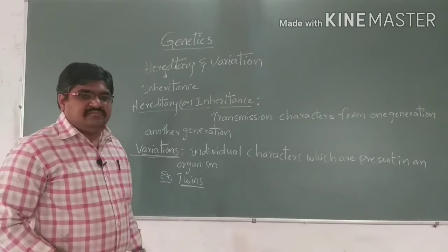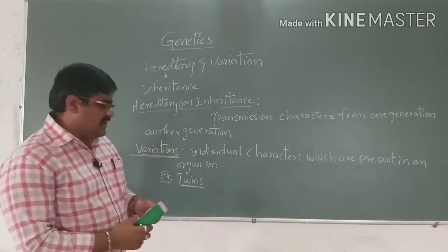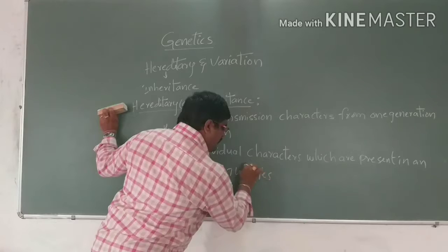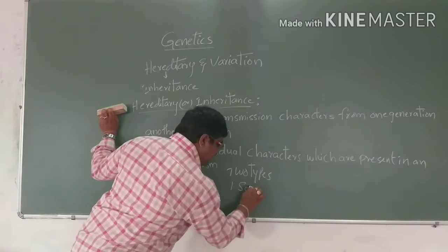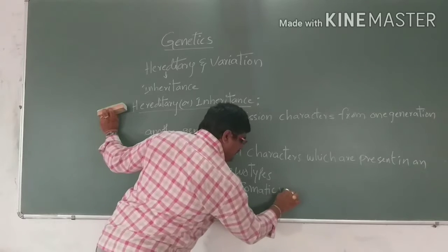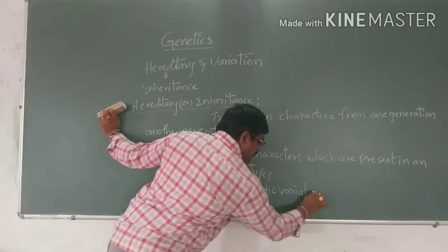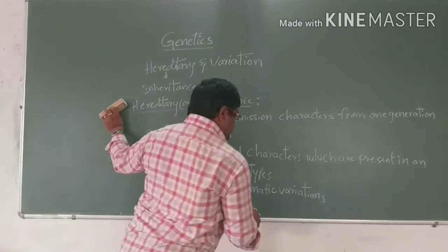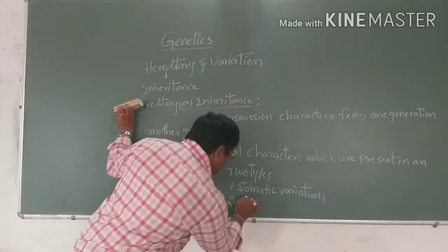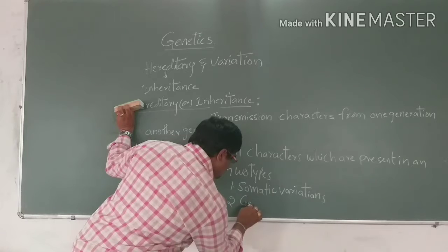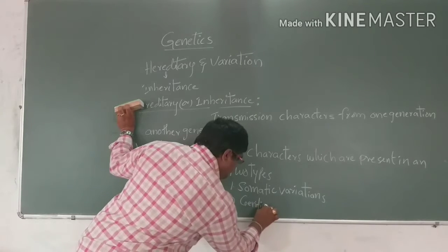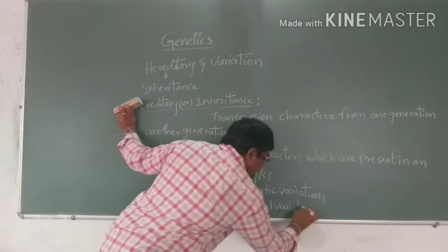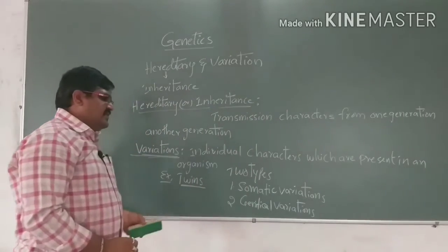The variations may take place in two types. One is somatic variations, and the second one is genetical variations, or germ variations.